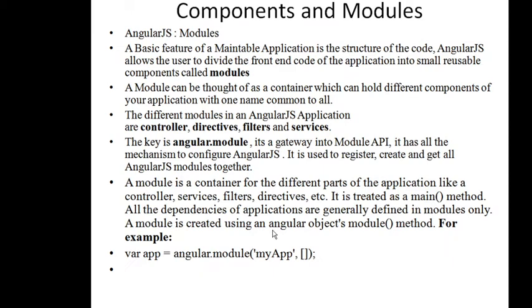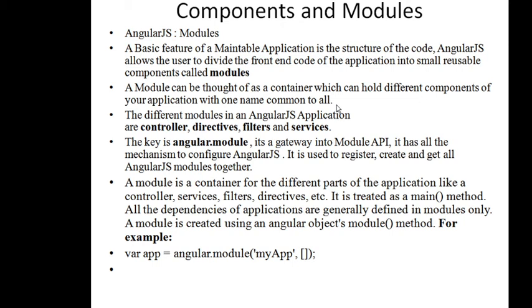Now next is modules. A basic feature of a maintainable application is the structure of the code. AngularJS allows the user to divide the front-end code of the application into small reusable components called modules. So modules can be thought of as containers which can hold the different components of your application with one name common to all.